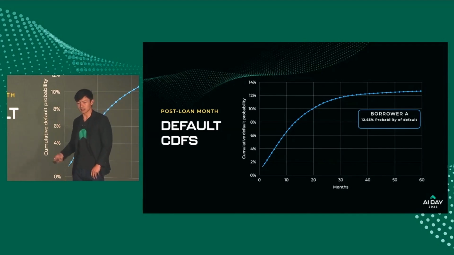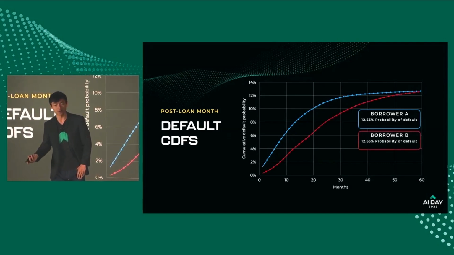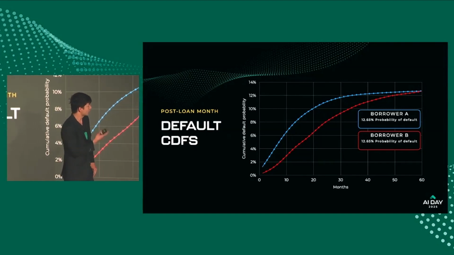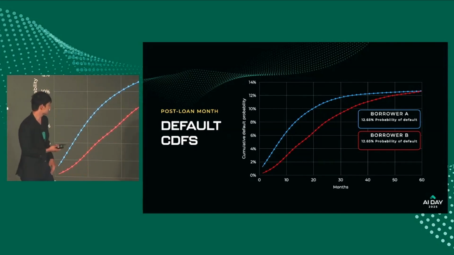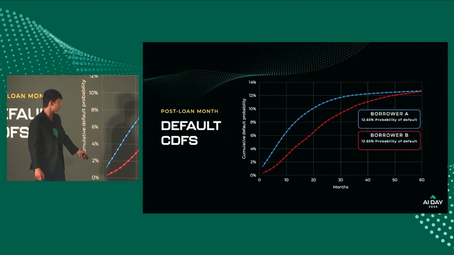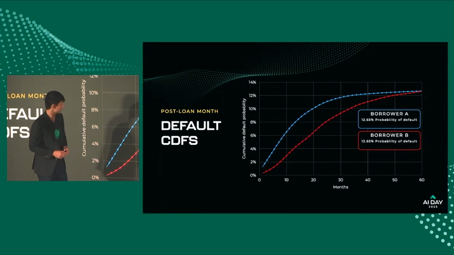Borrower A has a lifetime chance of defaulting on their loan of 12.65. Another borrower, borrower B, has exactly the same lifetime default probability. But what you see in this graph are two curves. The blue curve representing borrower A shows you their default probability in each month of a 60-month loan, and the same for borrower B. And you can see that despite ending up at the same place, this is a cumulative curve, the trajectories they take to get there are radically different.